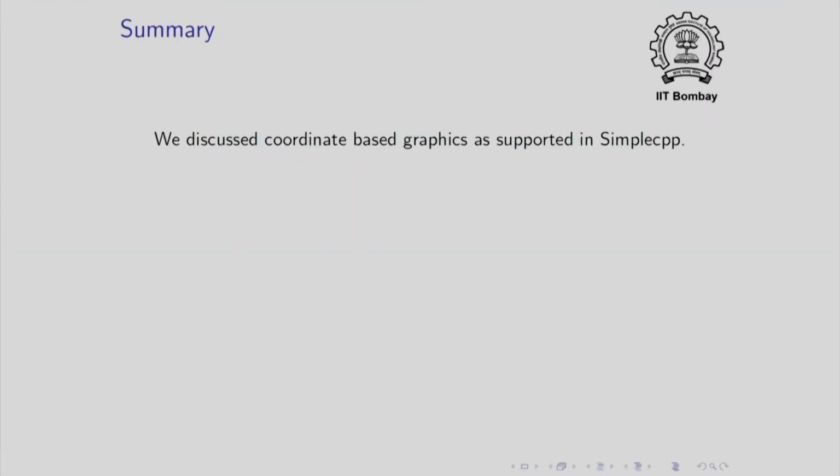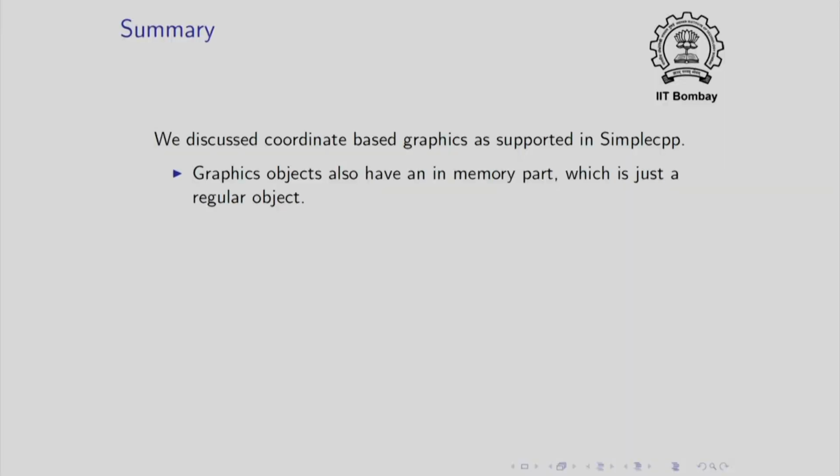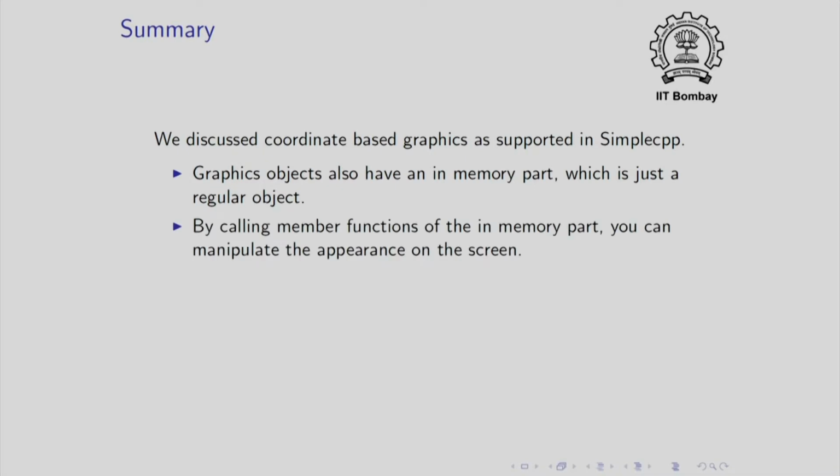So, we come to the end of this session. Let me summarize what we have done. We discussed coordinate based graphics as supported in simple CPP. Graphics objects also have an in-memory part, and we saw that basically every graphics object is just a regular object which is in memory, and in addition something is drawn on the screen. By calling member functions on the in-memory part, you can manipulate the appearance on the screen.